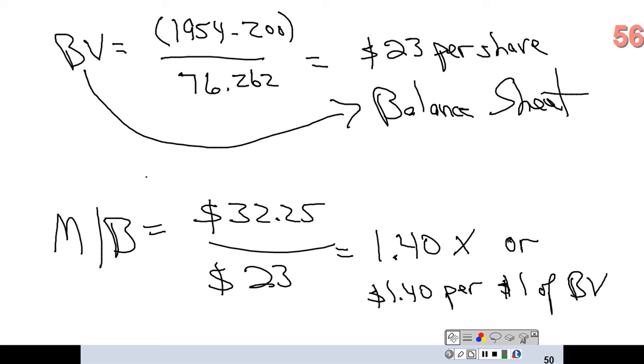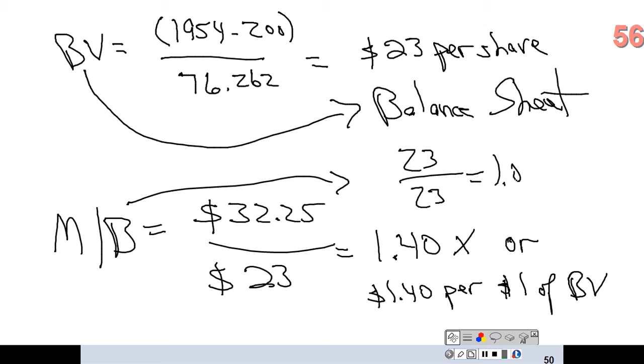When this starts getting down close to 1, for example, let's say that it was selling for 23 and the book value is 23. So now you're at 1. Or let's say that it's selling for 20 and the book value is 23. Well, I don't know what you're at, but you're at less than 1.